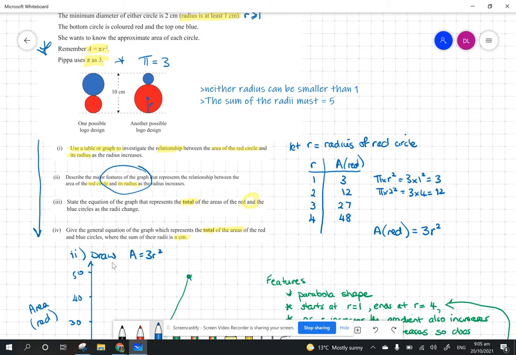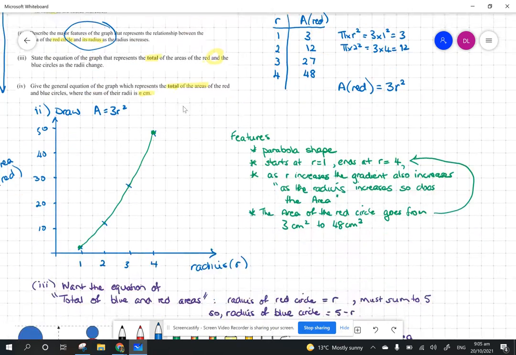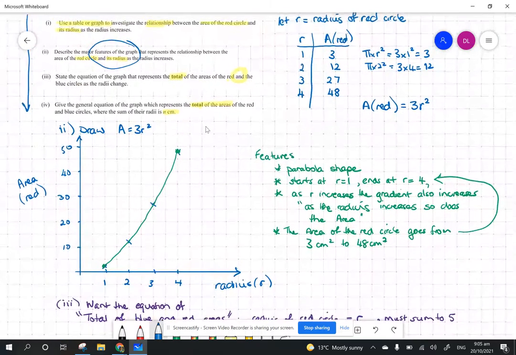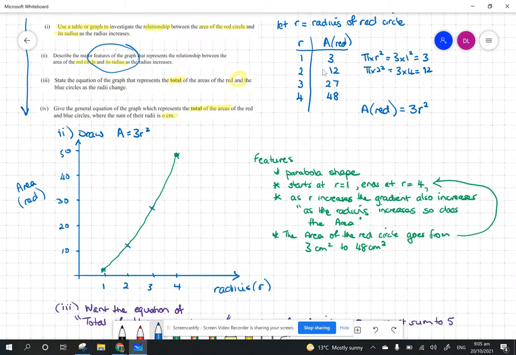We need to draw A equals 3r squared, which is that formula that comes in here. Okay, I've done this for you. So here we go. This table here, we've actually just plotted it on a graph. Across here, we need to have 1, 2, 3, 4 for the radius. And up here, because that goes up to 48, we need to make sure this goes up to at least 48. The next tidiest number is 50. So we've made the scale from 0 to 50 and just plotted the points.